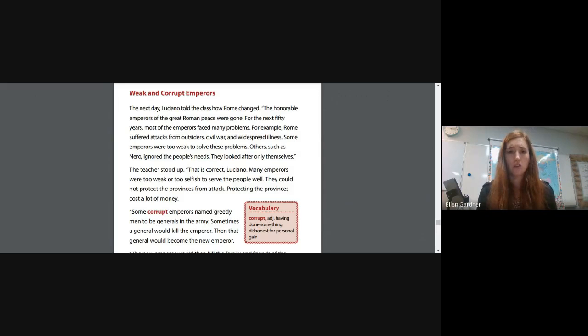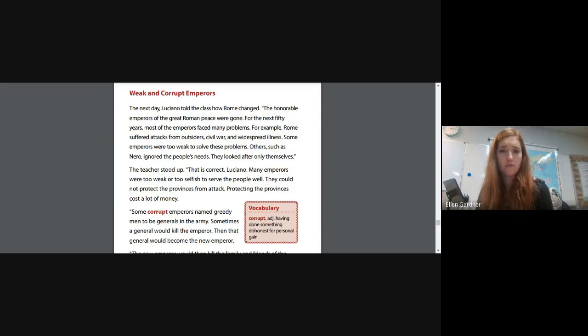Okay, so let's review those, because that's a lot already. They had attacks from outsiders. We're going to find out more about these people soon. The barbarians, or Vikings, there were attacks from those people. We're going to hear more about the Vikings in a different history unit later. What else?